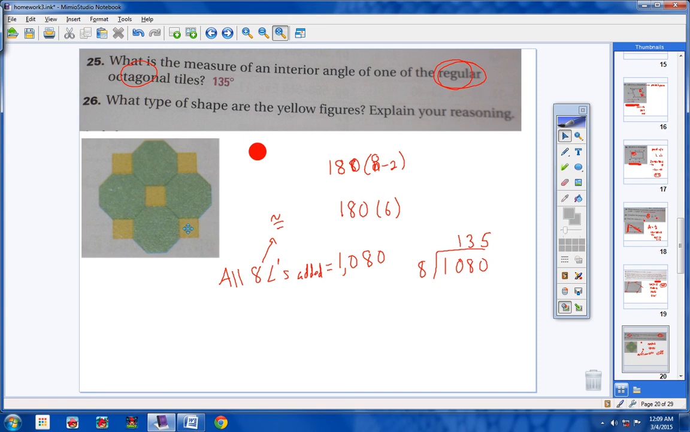Now, what type of shape are the yellow figures? Okay, well, if these green shapes are octagons, that means this side here is the same as this side here. So that means I have, here's my yellow shape right here. I know for sure that this side here is congruent to this side here. I know that I have 90 degrees, I have tiles, and they're right angles. So I know then that I have a square. All 4 sides have to be congruent, okay? So the yellow shape is a square.